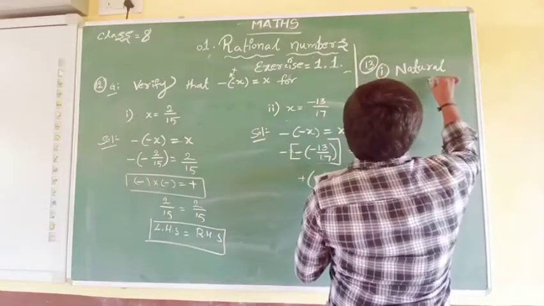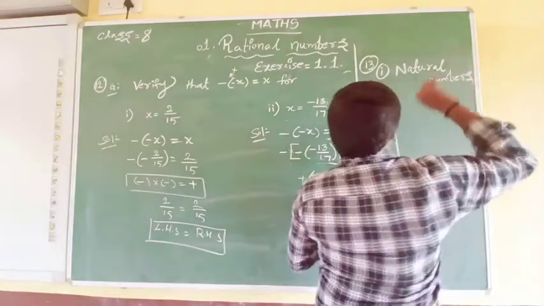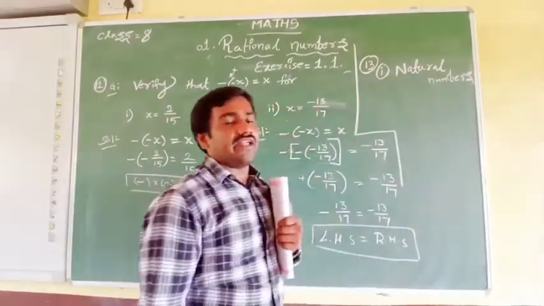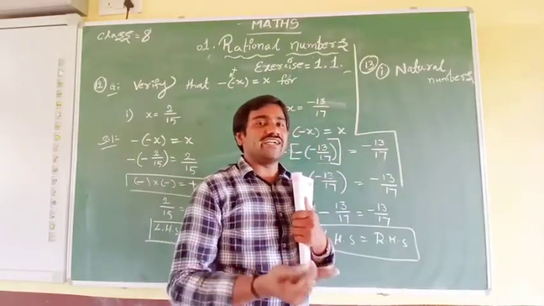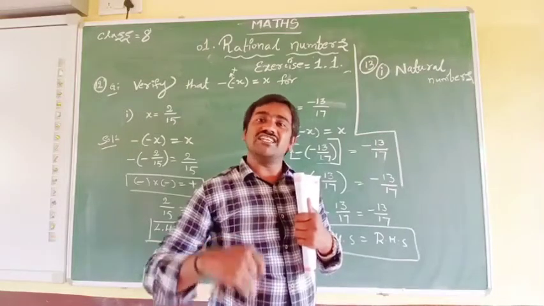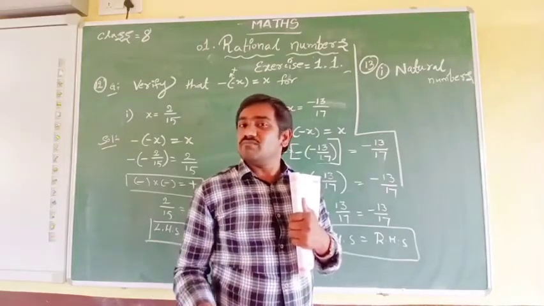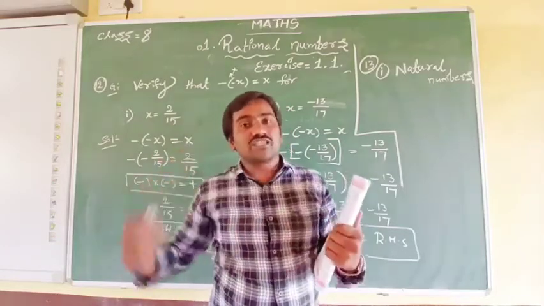Natural numbers. The daily counting numbers are known as natural numbers, which are denoted by N. The numbers start from 1, which doesn't contain the additive identity 0. Whole numbers, integers and rational numbers contain 0. So this set of numbers does not, while the other sets contain 0.